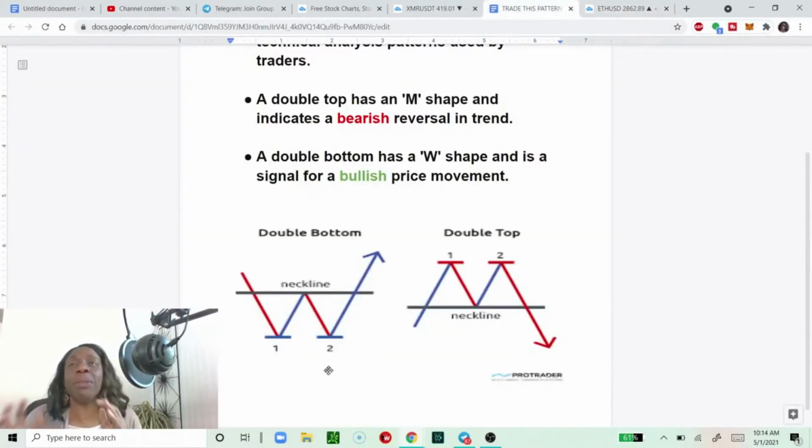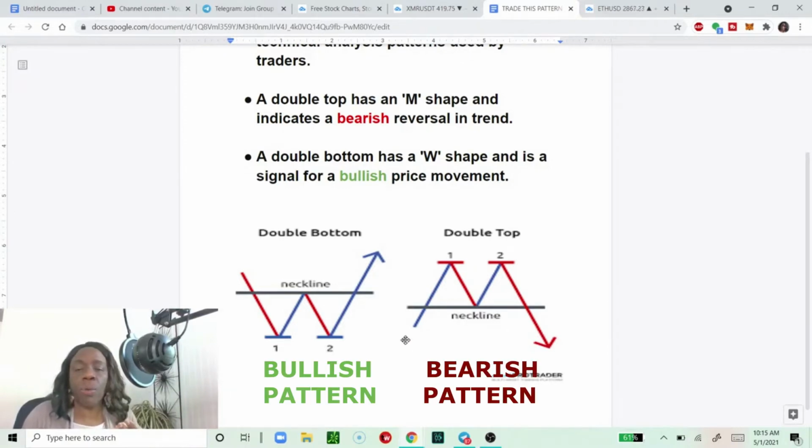I like double bottoms because here the double top is a bearish reversal in trend. So the trend prior to the double top was bullish. You hit 2 double tops, then it's a good sign that the trend is reversing, which is what happened in the case of Ethereum.